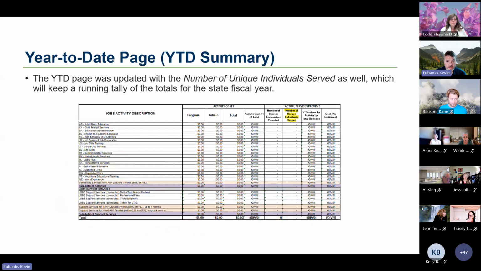Okay. The year-to-date page, or year-to-date summary as it's called on the invoice itself, was updated with the number of unique individuals served as well, which will keep a running tally of the totals for the state fiscal year. So just as it does, it pulls the information from each individual page. It will actually pull it over for number of unique individuals served as well.